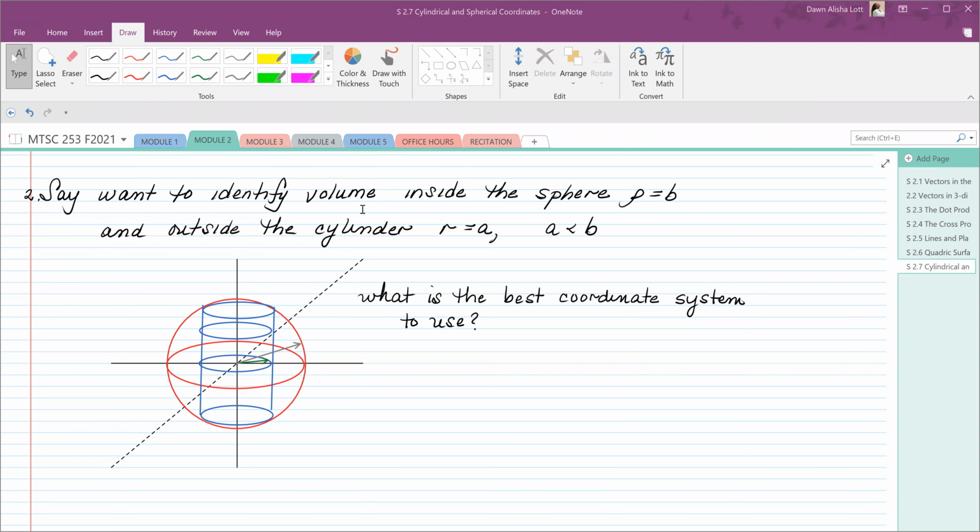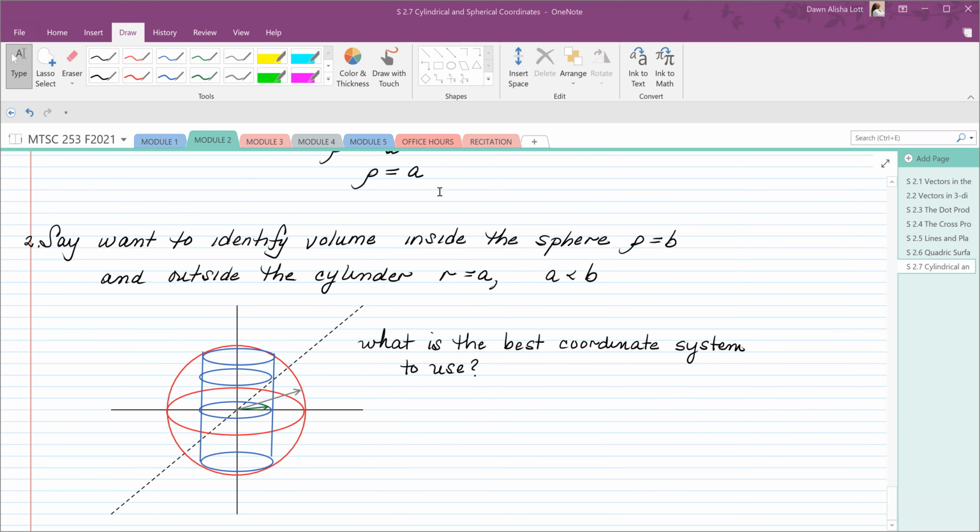Okay, so I want to identify the volume inside the sphere rho equals b and outside the cylinder r equals a. So I'm trying to find this empty space left when I push and core this apple. What is the best coordinate system that I should use? Any idea?